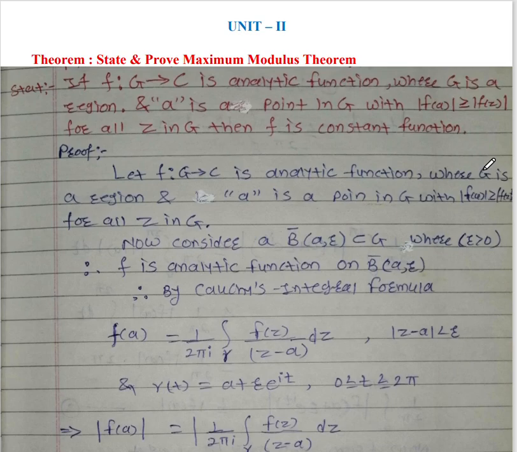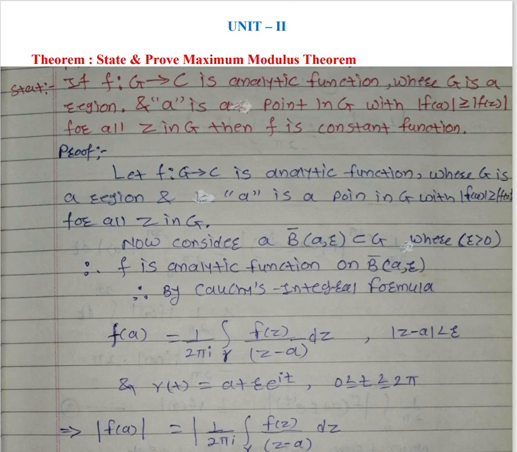Now we will prove this theorem. What have we been given? We have been given f from G to C, where f of z is a function, G is a region, and C is the complex plane. Let us suppose that f is an analytic function where G is a region, and a is any point in the region G with mod f of a greater than or equal to mod f of z for all z in G. To prove this theorem, let us consider a closed circle with center a and radius r in the region G, where r is greater than 0.